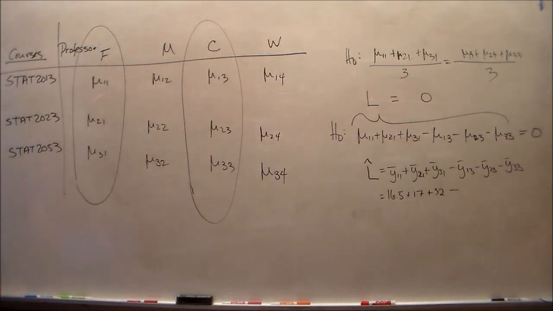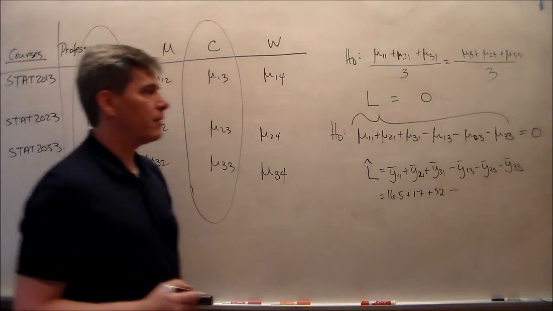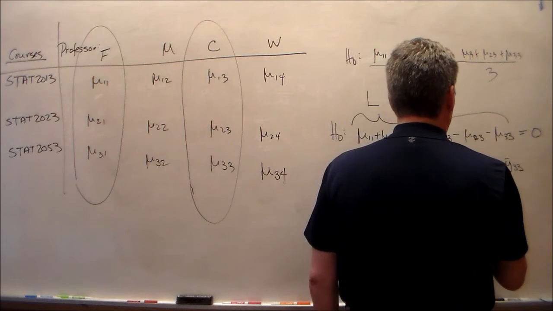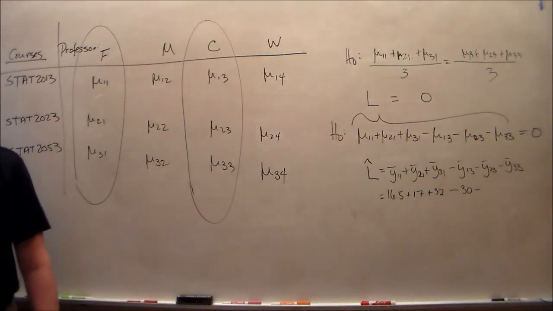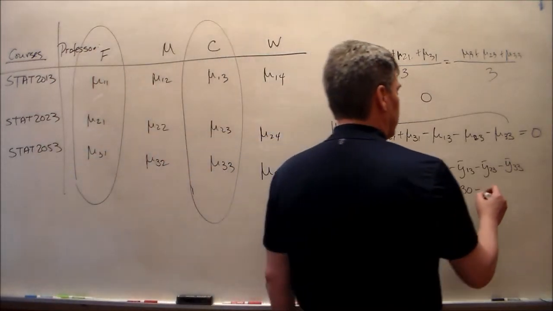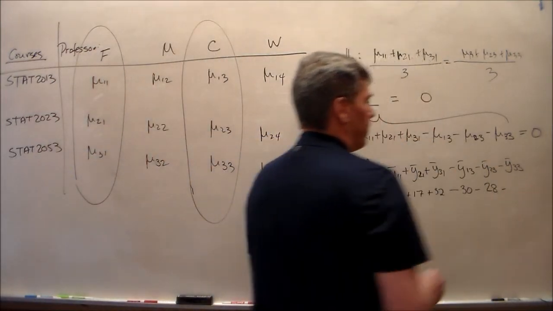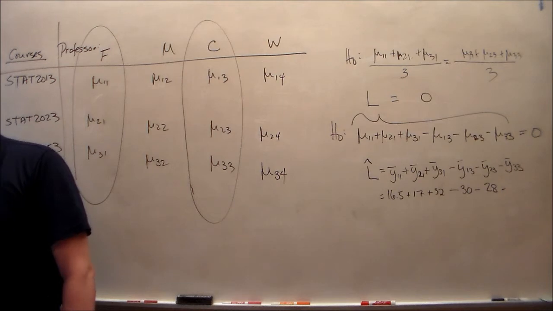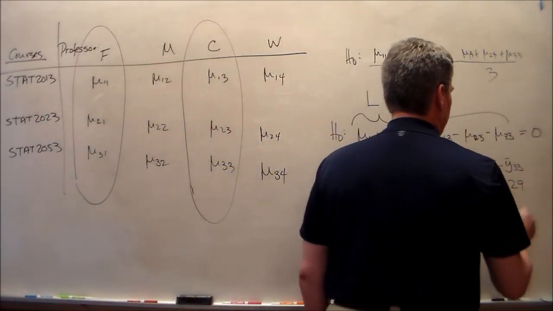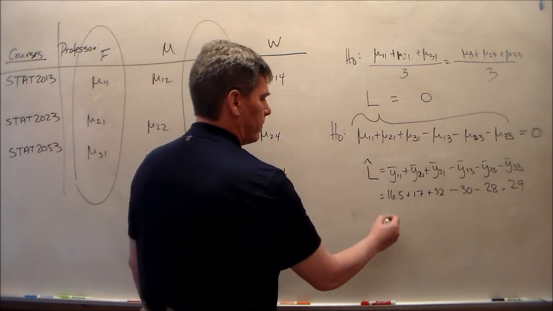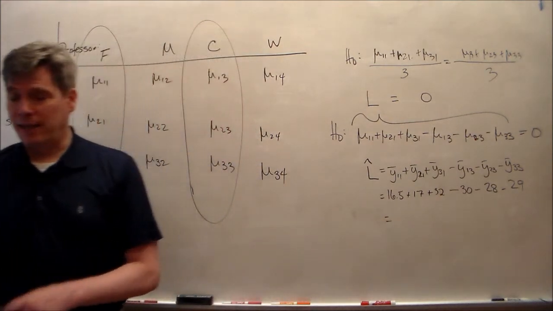The average Cheney DFW in stat 2013 is 27 plus 33 over 2, which is 30. Y bar 2-3 is 28. And y bar 3-3 is 29. So let's calculate that statistic.